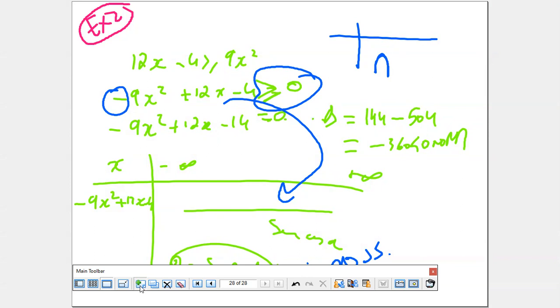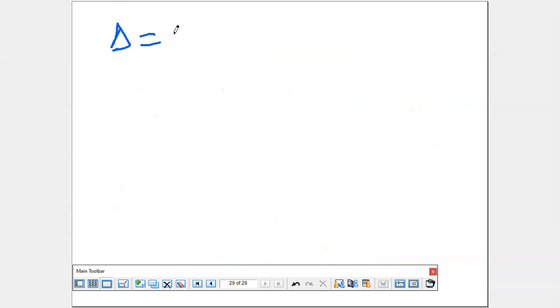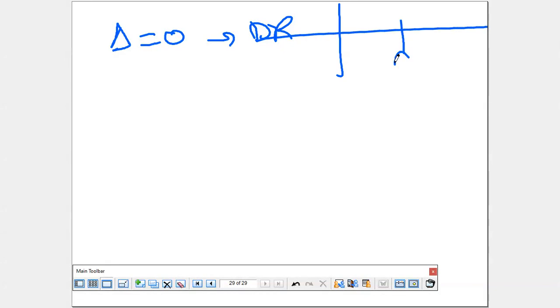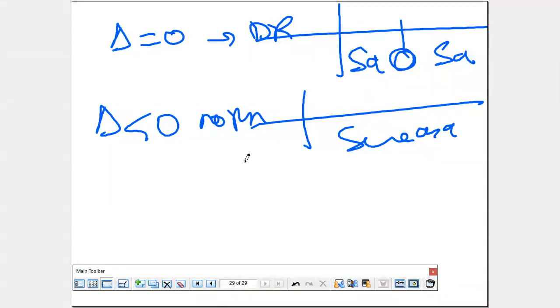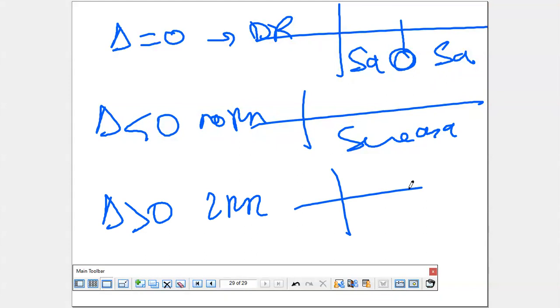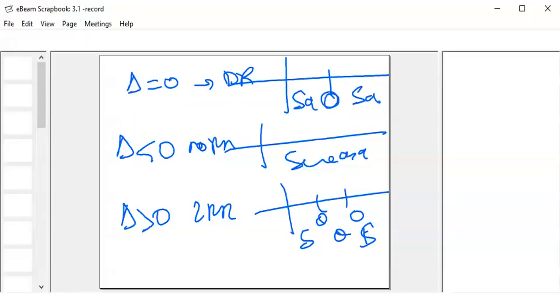So if I can summarize, when delta is equal to 0, I have a double root, and I can see on the table the double root here, and I have same as A, same as A. When delta is negative, I have no real root, and the table is all the time same as A, no zeros. And when delta is positive, I have two real roots, so I have the roots here, the zeros, and I have same, opposite, same. That's it for this lesson.